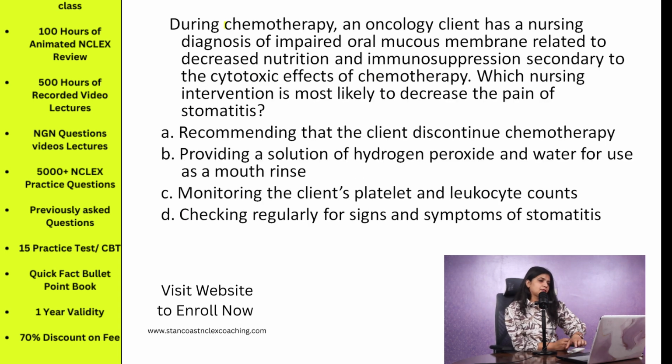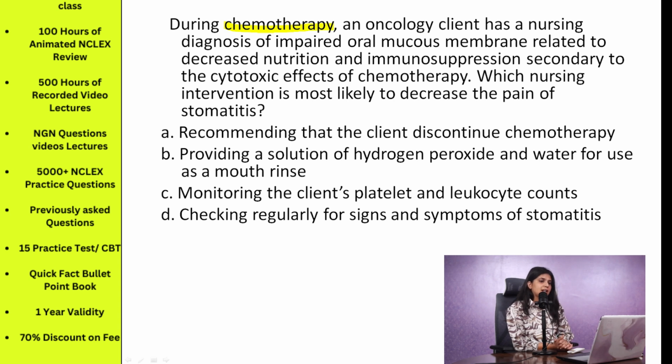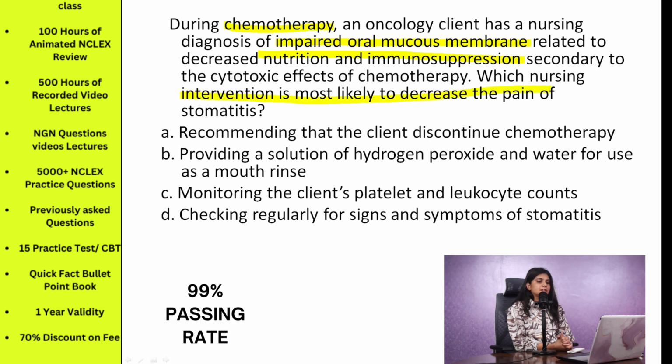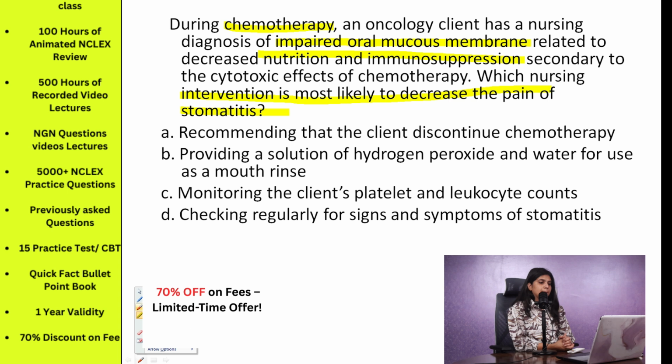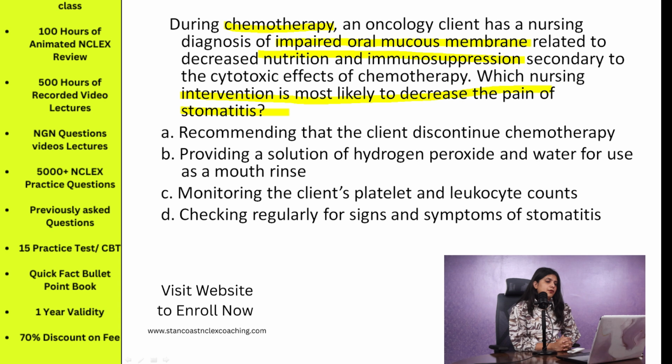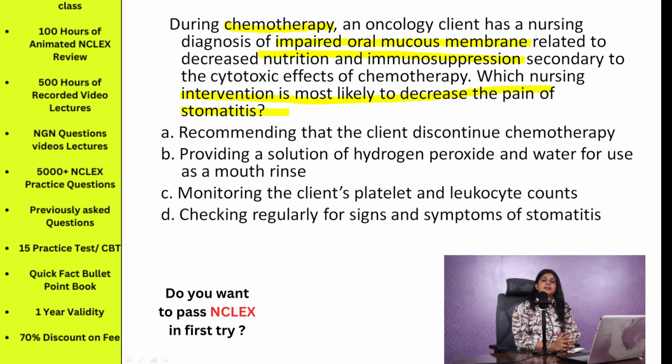Let's go! During chemotherapy, an oncology client has a nursing diagnosis of impaired oral mucous membrane related to decreased nutrition and immunosuppression, secondary to the cytotoxic effects of chemotherapy. Which nursing intervention is most likely to decrease the pain of stomatitis? A. Recommending that the client discontinue chemotherapy. B. Providing a solution of hydrogen peroxide and water for use as a mouth rinse. C. Monitoring the client's platelet and leukocyte counts. D. Checking regularly for signs and symptoms of stomatitis.